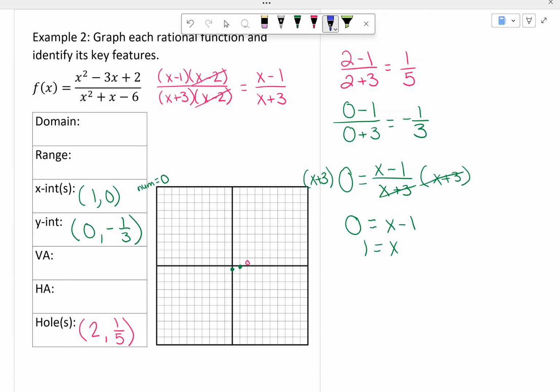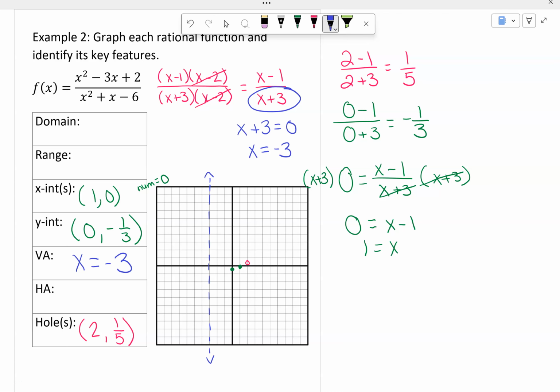Let's go to our vertical asymptote. Our vertical asymptote is what makes the denominator 0. So here's the denominator. X plus 3 equals 0. So x equals negative 3. Okay. Vertical asymptote comes from those rules.